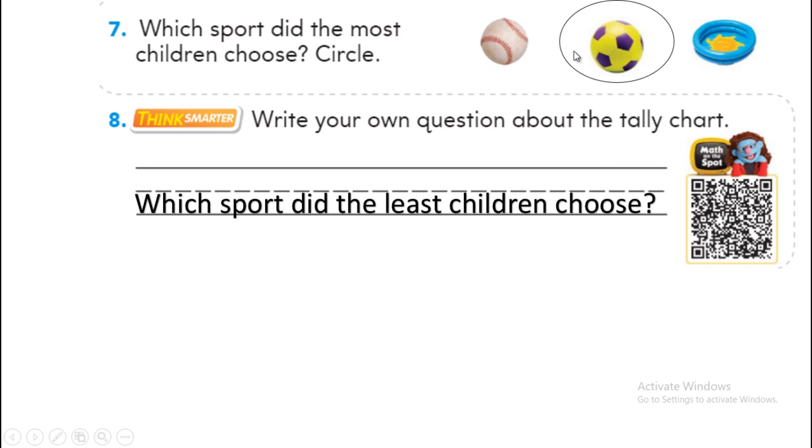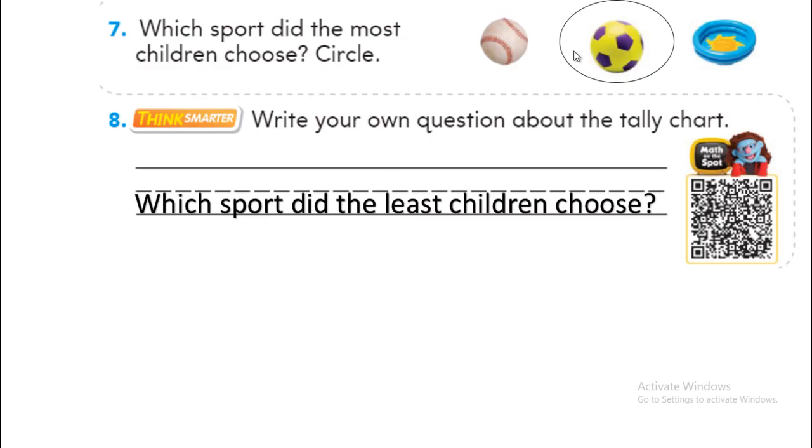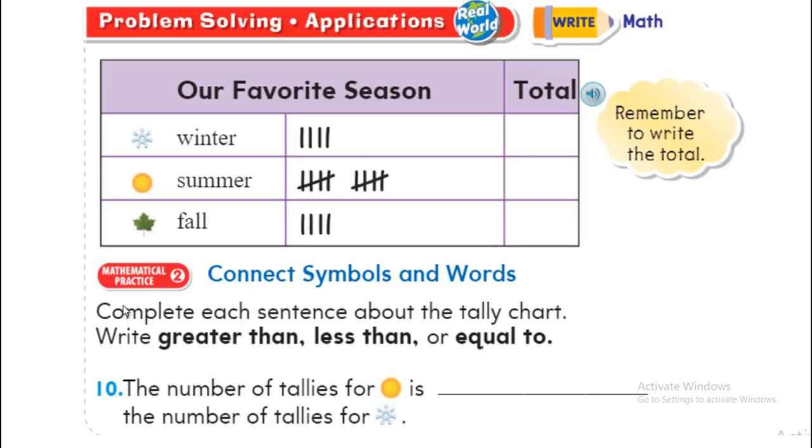Write your own questions about the tally chart. I wrote this question and you can write your own. Which sport did the least children choose? Swimming, the answer. Here we have a question number 9, but I don't want to answer it. Please put an X on it. And move with me to the next page.